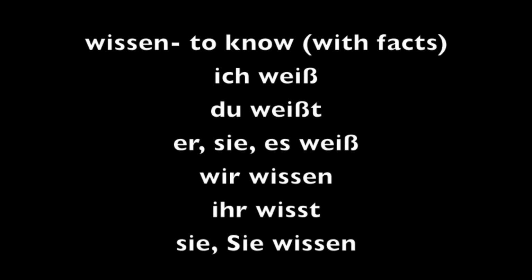Wissen is conjugated irregularly and is used with facts, answers, and what I like to call nuggets of information. It's conjugated ich weiß, du weißt, sie/es weiß, wir wissen, ihr wisst, sie wissen, Sie wissen. And again, it's used with facts and answers and nuggets of information.